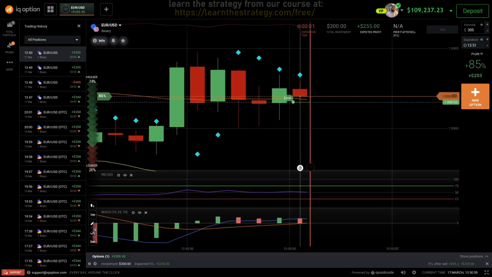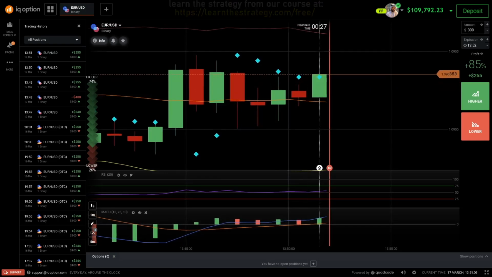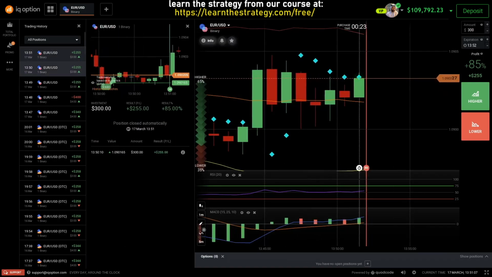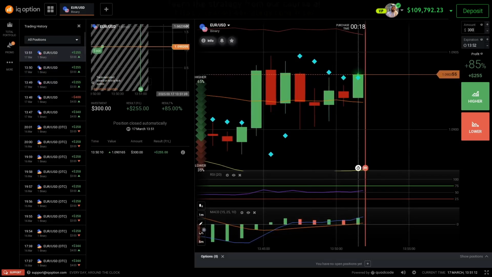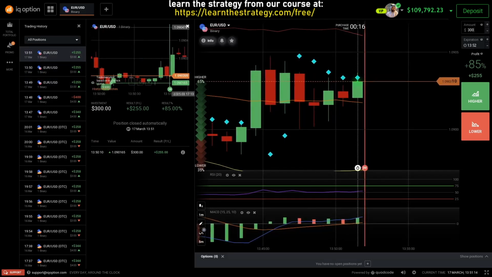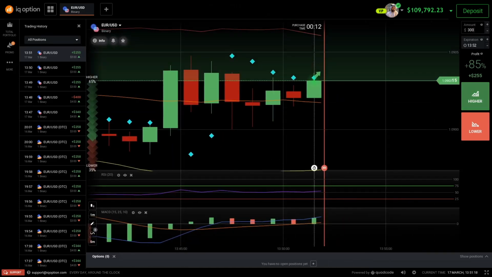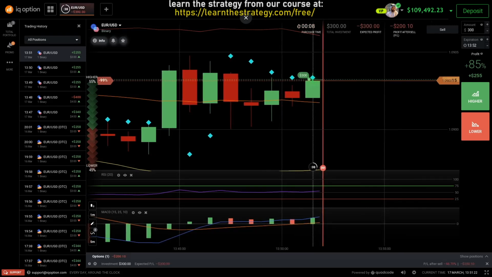Also, the expiry time is important. It's the duration. Great, it's the third win, I guess. This one, the third win, and this market is still going up. Let's go up again with $300 as usual. I believe that the market is going up.